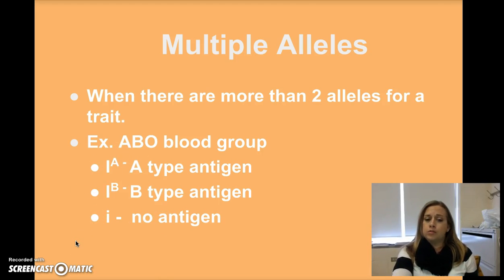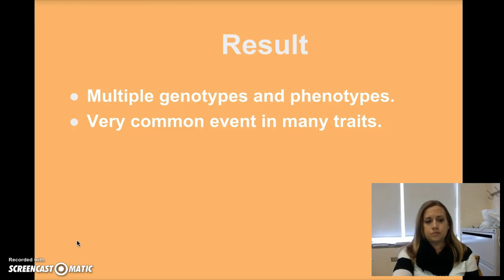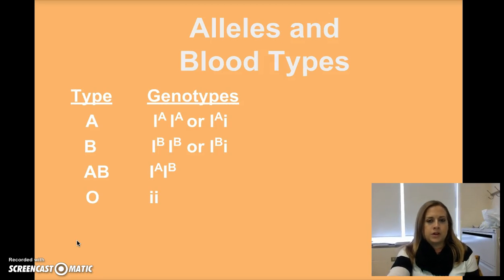Even though there are 3 possible alleles, every individual will only have 2 of these 3 alleles. The result of this is that you have multiple genotypes and phenotypes possible. This is a very common event with many traits. But when you look specifically at blood types, if you are considered type A blood, there are actually 2 genotypes that could code for type A blood.